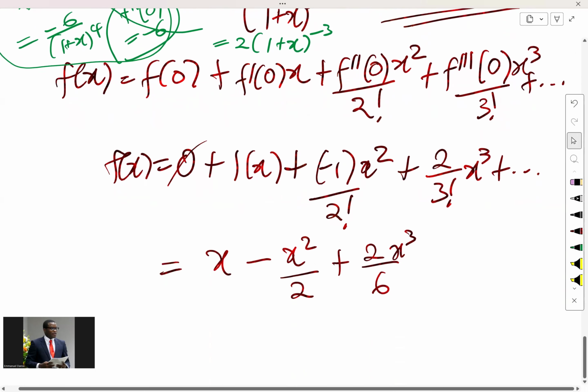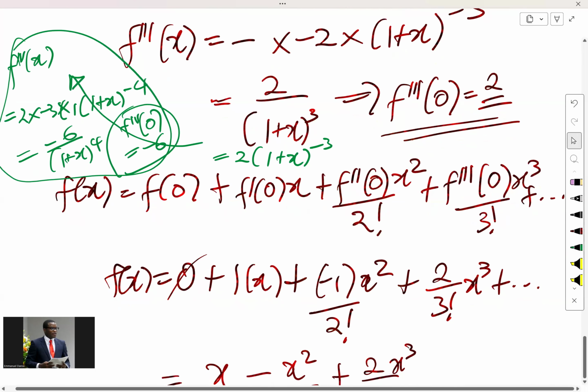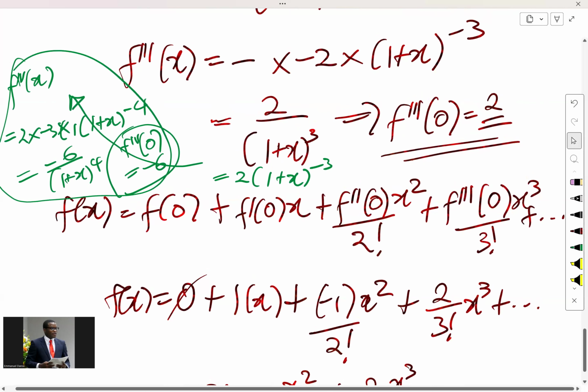So of course, this one can go as far as, sorry, everything is just getting messed up. So the fourth derivative of 0 over 4 factorial x raised by 4, and everything goes on from there.